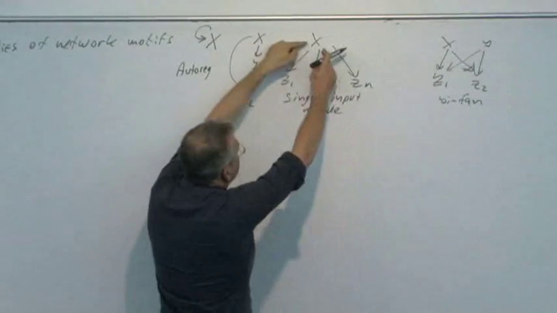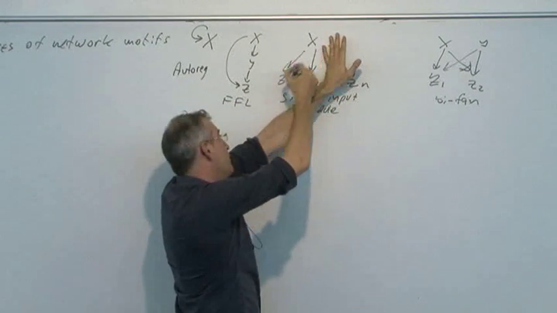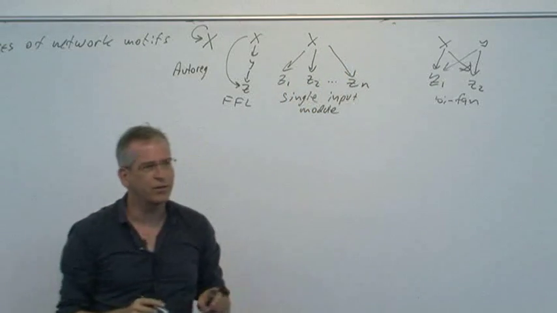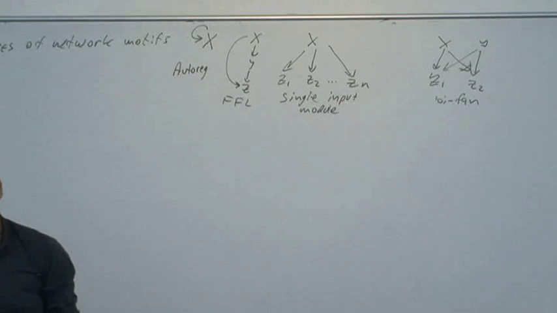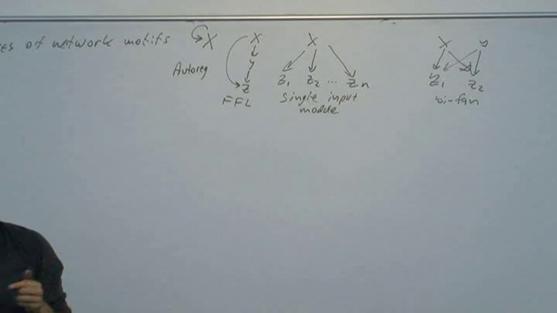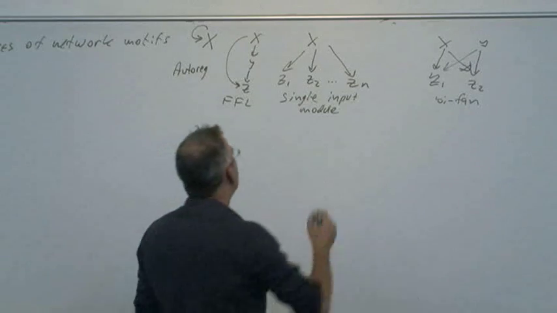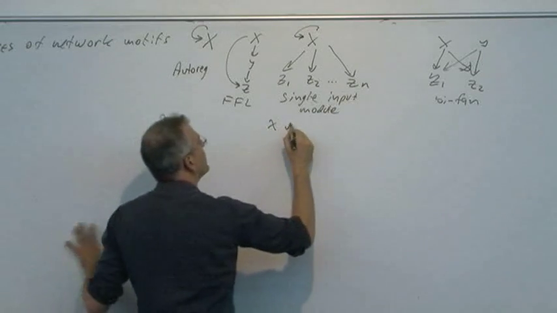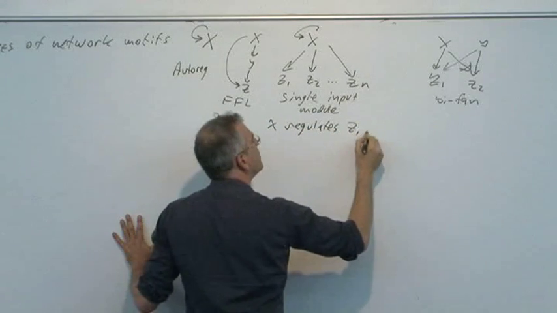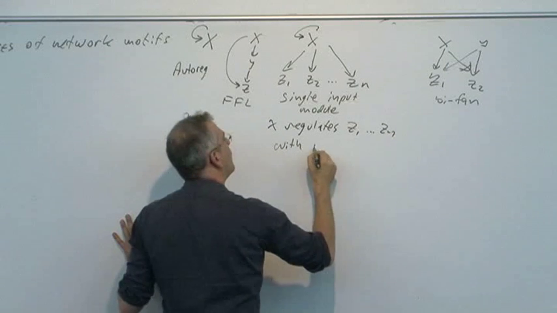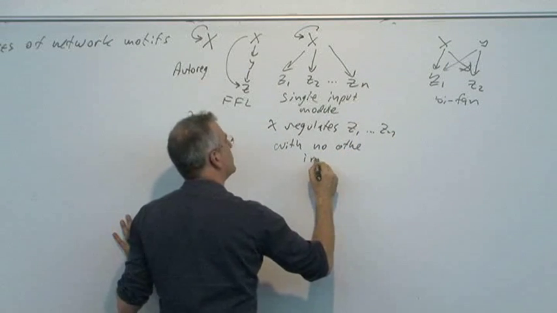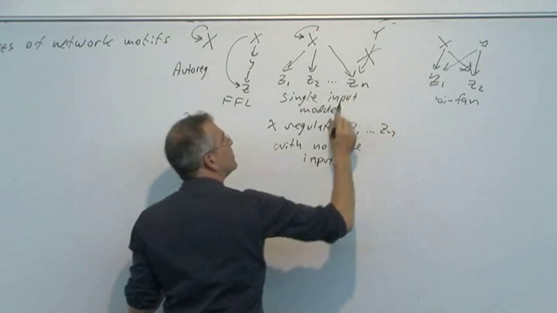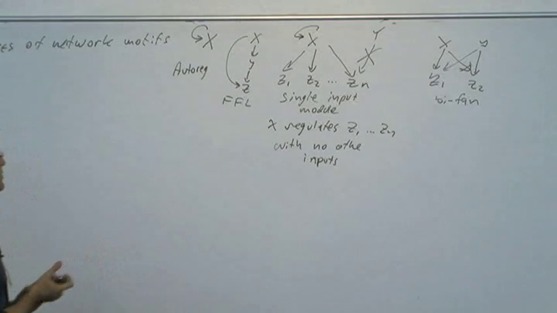This is a generalization of the x to z1, x to z2, this kind of pattern that we saw exist in E. coli. This is just a transcription factor. It regulates a bunch of genes. The non-random thing about it is that there's no other arrows coming in. It's an isolated module. A lot of times there's also autoregulation. So x regulates z1 to zn with no other inputs. So there's no y that regulates any of these genes. It's a module. What does it do?